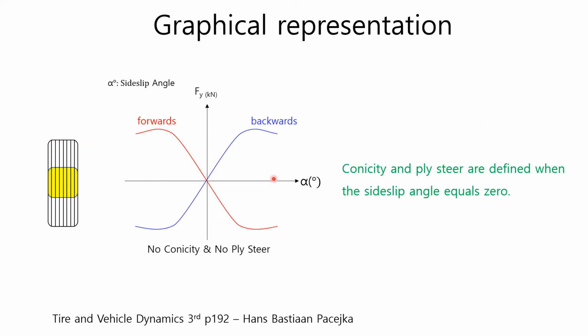This figure shows the lateral force and the side slip angle for both of forward and backward rolling. Both curves pass through the origin of coordinate when there are no conicity and no ply steer. Conicity and ply steer are defined when the side slip angle equals 0. Let's be familiar with the force and moment graph depending on typical types of conicities and ply steers.